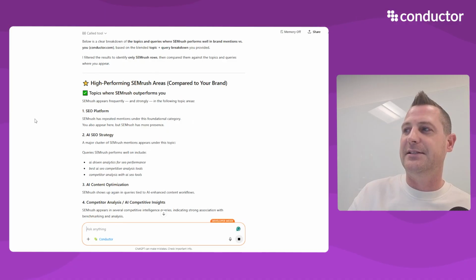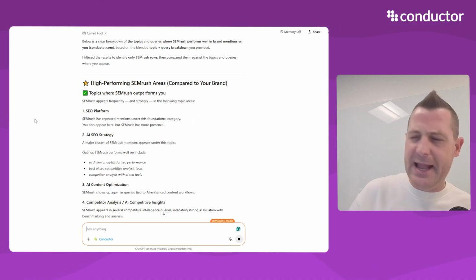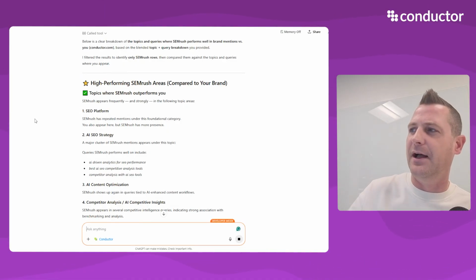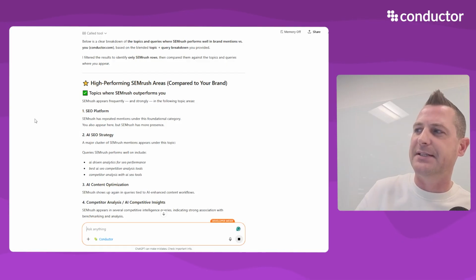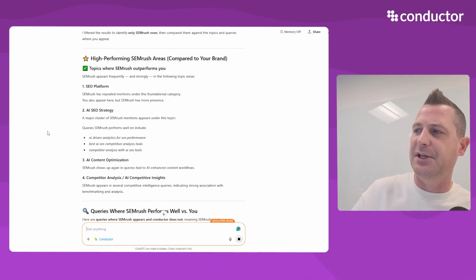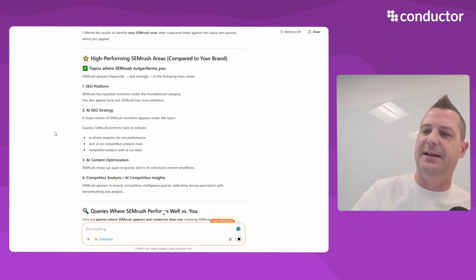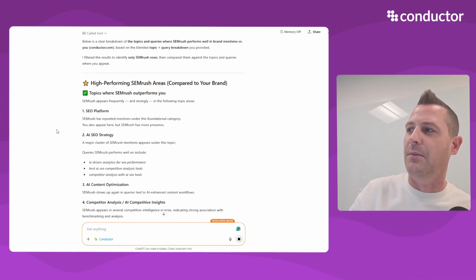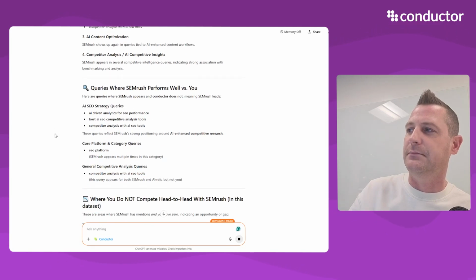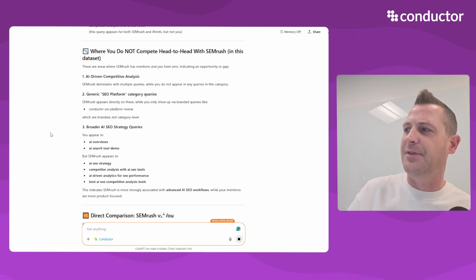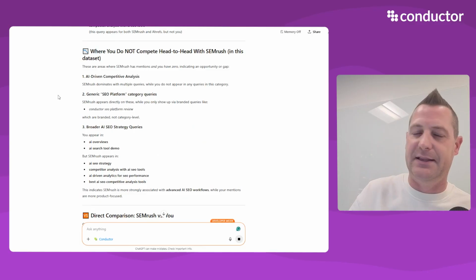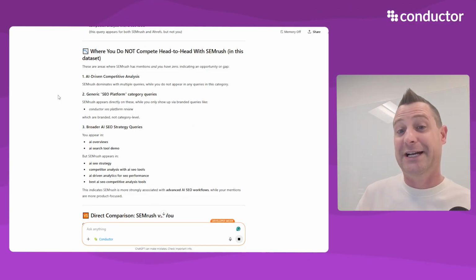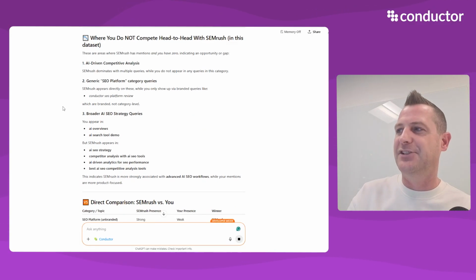And again, look at this. So now here we are, and we have topics that SEMrush outperforms us on: SEO platform, AI SEO strategy, et cetera, et cetera. And then where they perform well versus us, but then where we do not compete, which is what we're really looking for. Like, what should I do, right? What is the answer here, right?